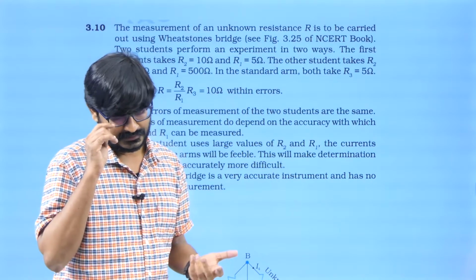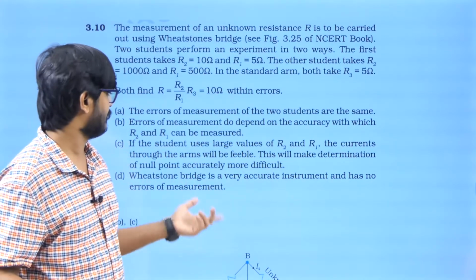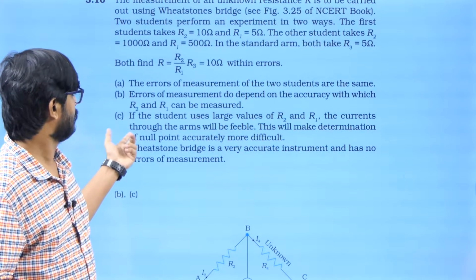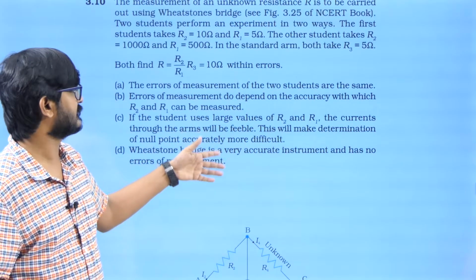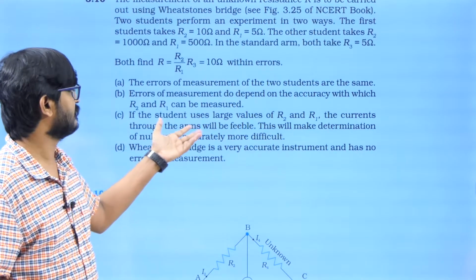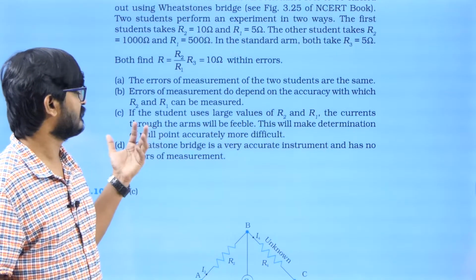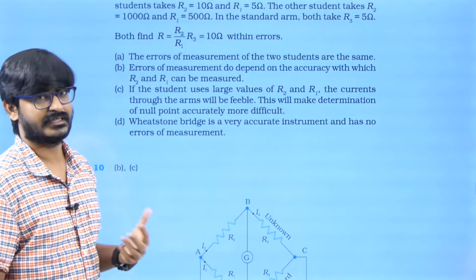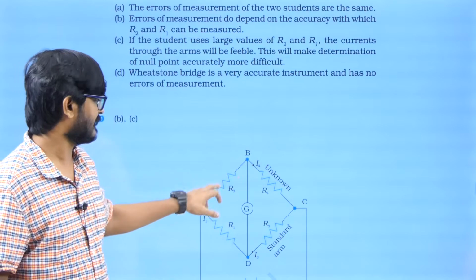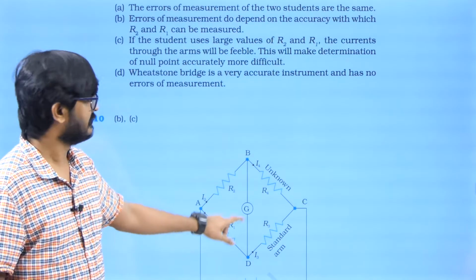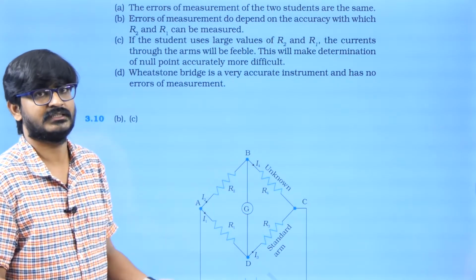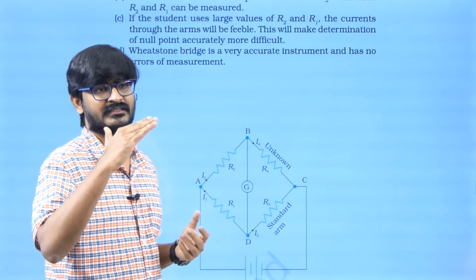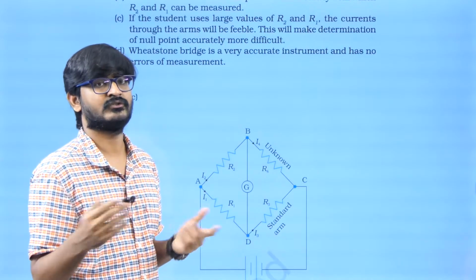Now again, you can do this question by yourself. The only reason I have put the question is about point C. If the student uses large values of R2 and R1, currents through the arms will be feeble, so this will make things difficult, because if the currents in this resistor and this resistor are very small, then the current passing through the galvanometer is obviously small. So if the current flowing in the galvanometer is very small, then whether small deflection or zero deflection, you won't be able to find the difference.